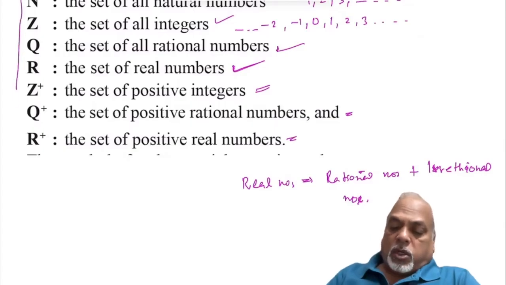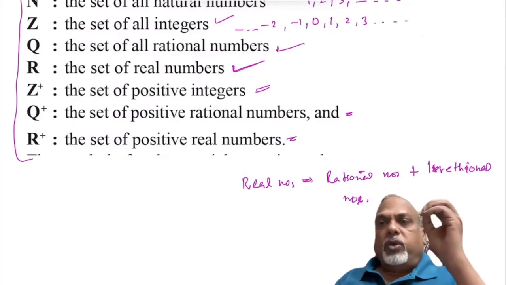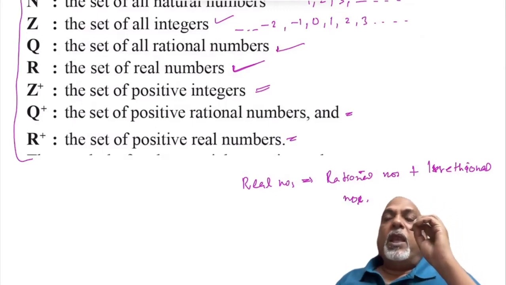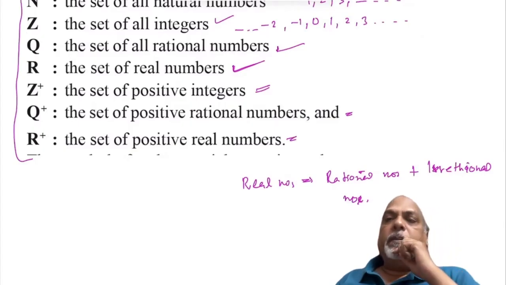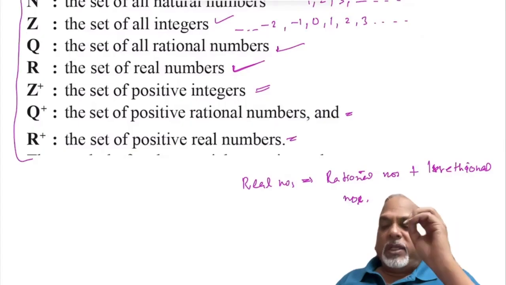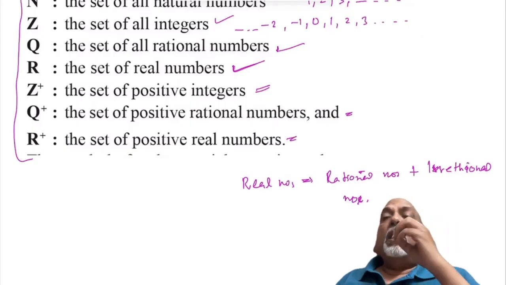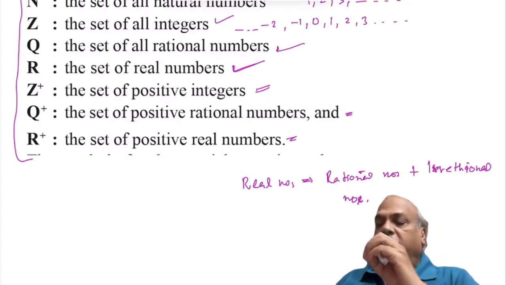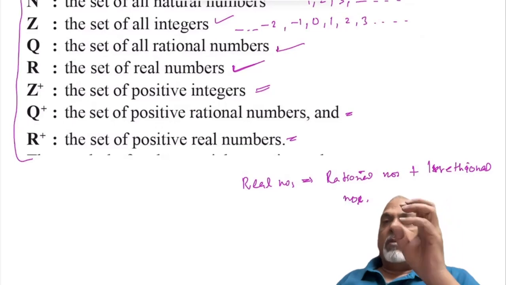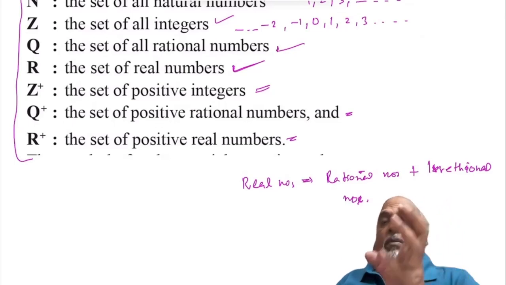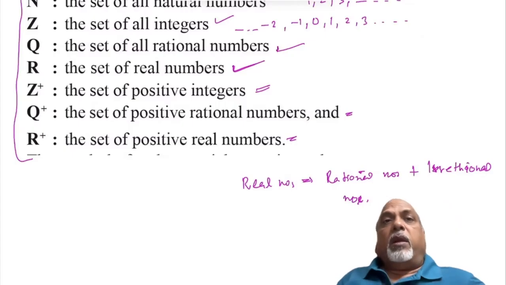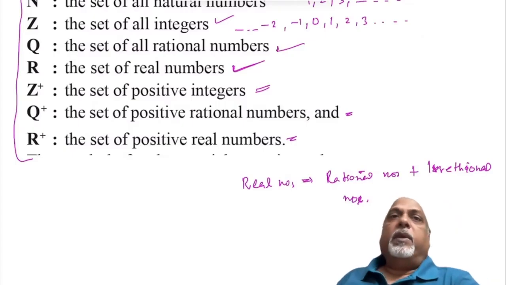You just have to remember these things because we are going to use these notations very often in mathematics, particularly in this chapter. So, what is N? What is Z? What is Q? What is R? Z plus, Q plus, R plus. You just remember these things because they will be used as they are. Every time nobody is going to write set of real numbers or set of all rational numbers. So please remember all these things. Correct?